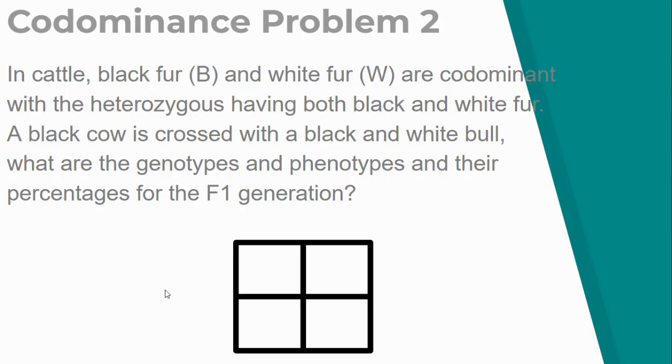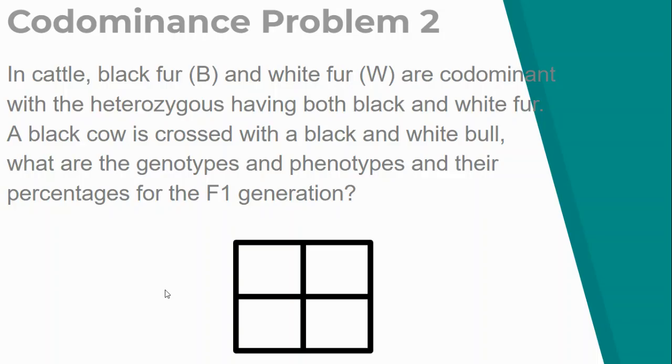For our second problem, we're working again with cattle. Black fur and white fur are codominant, with the heterozygous having both black and white fur. A black cow is crossed with a black and white bull. What are the genotypes and phenotypes and their percentages for the F1 generation?